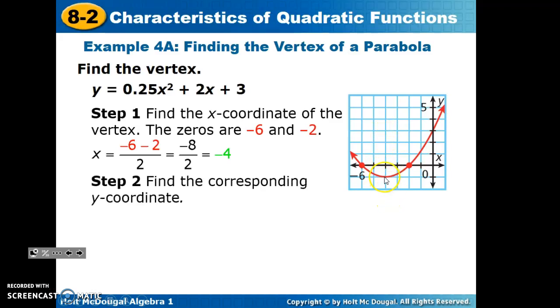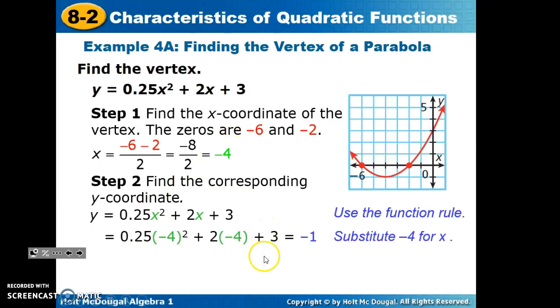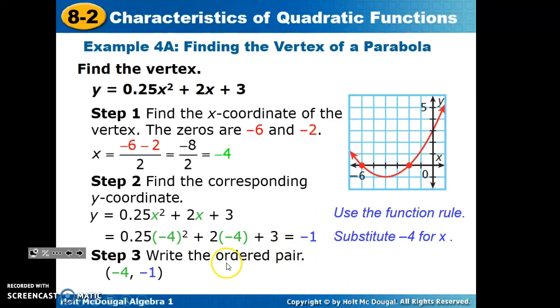In order to find the y value that corresponds to that x value, we simply plug it back into the function. 0.25 times x squared, our new value for x is negative 4. Substituting that in, we get a value of negative 1. So the ordered pair, negative 4, which was our axis of symmetry, negative 1, which was our solution when we plugged the x value in, gives us the ordered pair for our vertex.